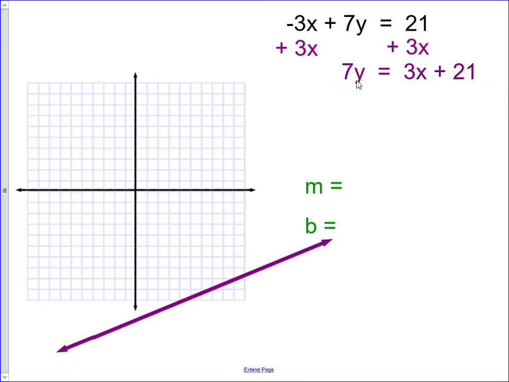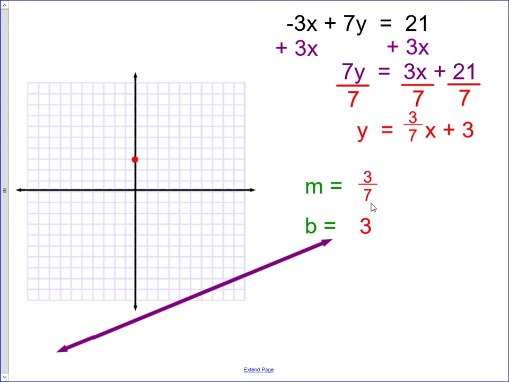Now to get y isolated even further, we're going to divide by 7. When we divide by 7, we're left with y is equal to 3 over 7x plus 3. So our slope is 3 over 7, and it's a positive 3 over 7. And our y-intercept is a positive 3. So in this case, we're going to start out by putting a point on the y-axis at positive 3. So we'll go up to a positive 3 and put our first point.